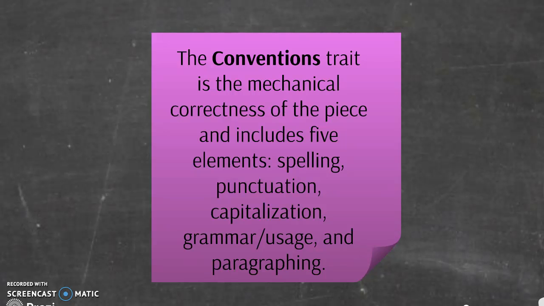On to conventions. The conventions trait is the mechanical correctness of the piece and includes 5 elements: spelling, punctuation, capitalization, grammar, and usage, along with paragraphing. Writing that is strong in conventions has been proofread and edited with care. Since this trait has so many pieces to it, it's almost always an analytical trait within an analytical system. As you assess a piece for conventions, ask yourself, how much work would a copy editor need to prepare this piece for publication? This will keep all the elements and conventions equally in play.